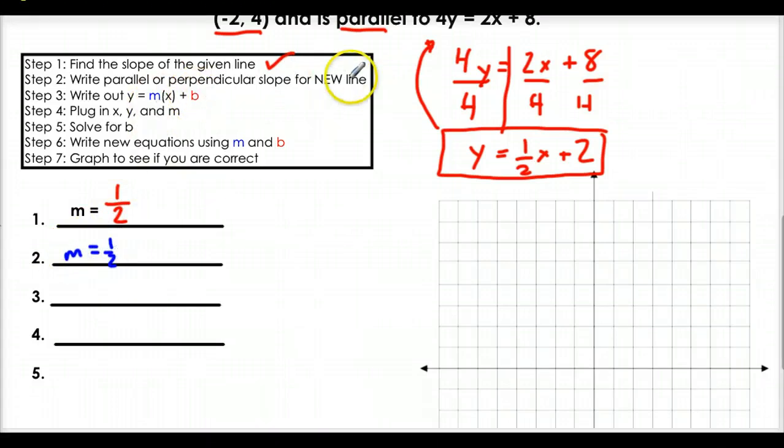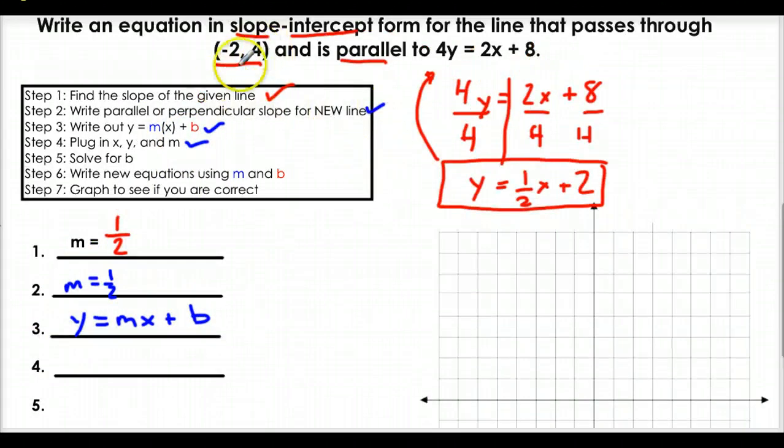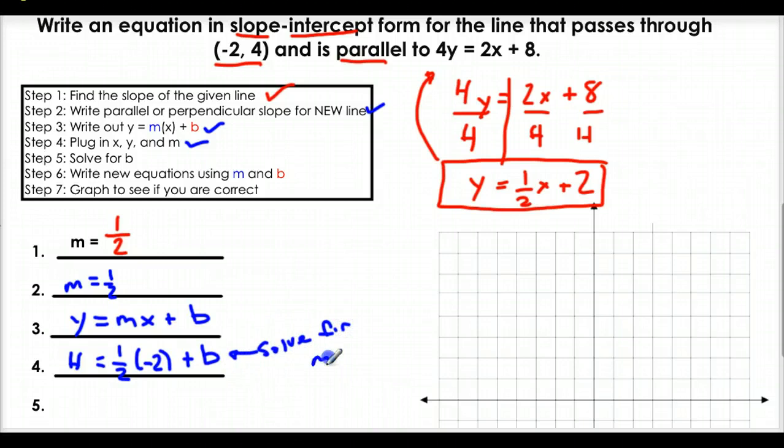Now, third step. We're going to write out y = mx + b. We're going to plug in x, y, and m. So our y has to be 4, because it's going to go through the point (-2, 4). Our m has to be 1/2. Our x is -2. I'm just subbing these numbers. And the b is what we're solving for, because we don't know our y-intercept.